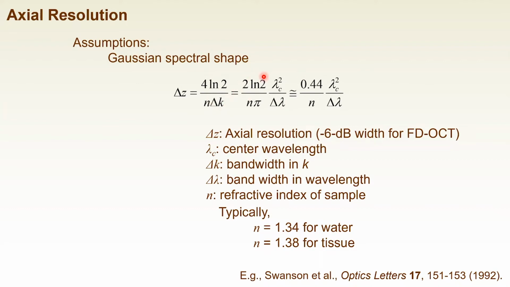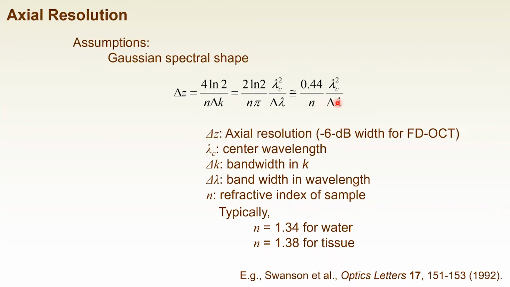It's a quite well-known equation. The constant becomes 2 log 2 divided by pi, which is around 0.44. Then n is still here, and the center wavelength squared divided by the bandwidth in wavelength. This can be simplified as 0.44 divided by n times the squared center wavelength of the light source divided by the bandwidth in wavelength.